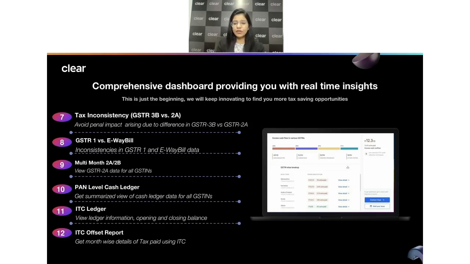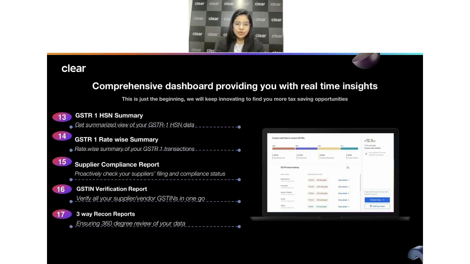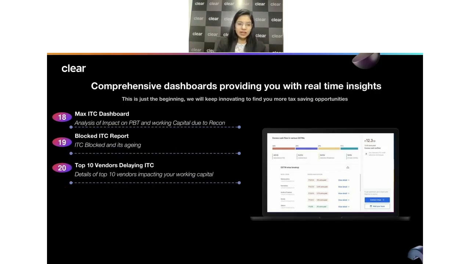And also the ITC offset report, which is more about how you can optimize in a better way when it comes to setting off your ITC against the liability while you're filing your GSTR 3B. So this is already there, and even while you're filing GSTR 3B, we always try to optimize in the best possible way so that you can save on paying cash to the government. So that is already there, and you can even try using that. So these are some of the reports, some interactive dashboards, some insights which we already provide, which you can always use while you are preparing and make sure that there is no problem.